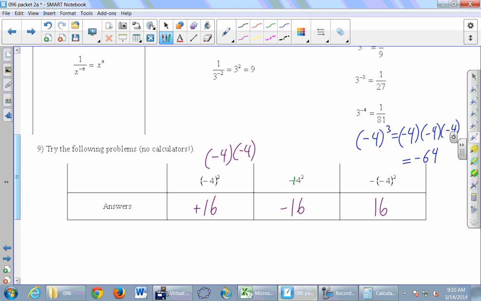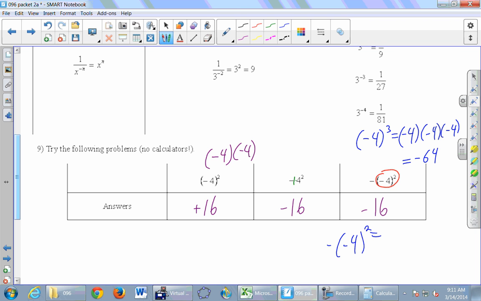Okay, and then finally, the last one. So first thing to do is the exponent, which means this piece, which means that negative outside is just sitting there on the outside. How much is -4 squared? 16. And then there's a negative sitting in the front. So what's our answer? -16. This is the right answer.